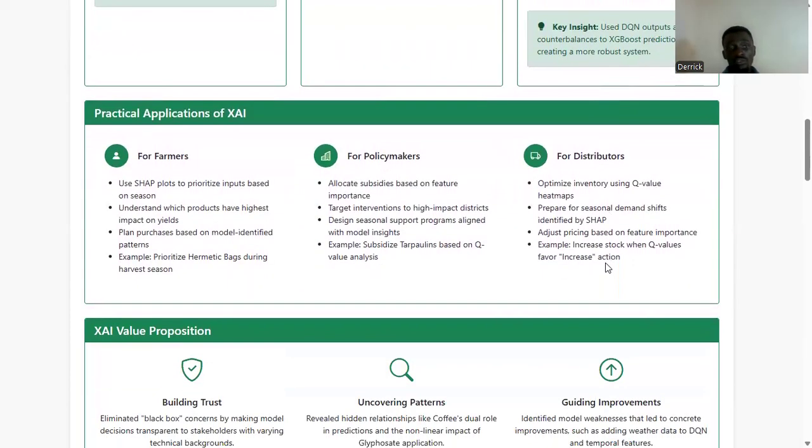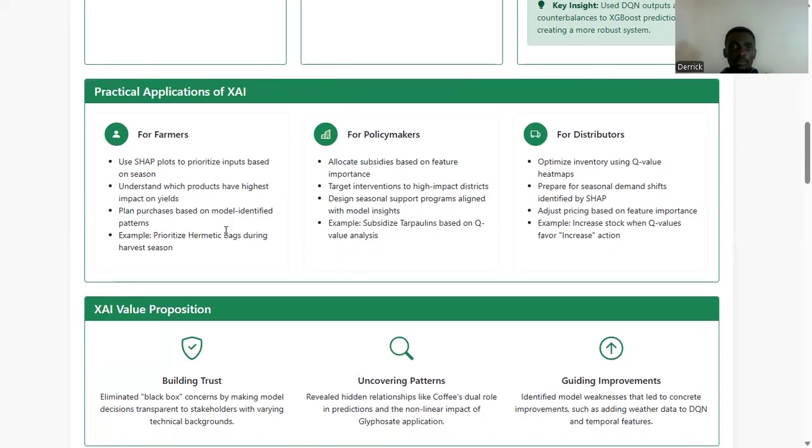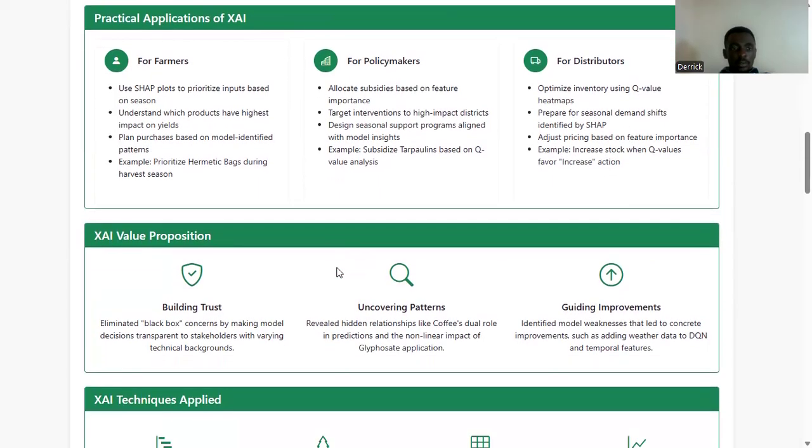So the practical applications for farmers, policymakers, and distributors: for farmers, we use SHAP plots to prioritize inputs based on season. For policymakers, allocate subsidies based on feature importance. And for distributors, optimize inventory using Q value heat maps. So these are the practical applications of this explainable AI, how it is applied.